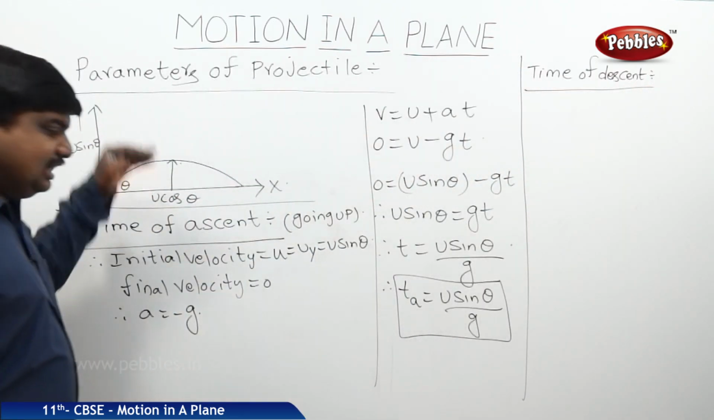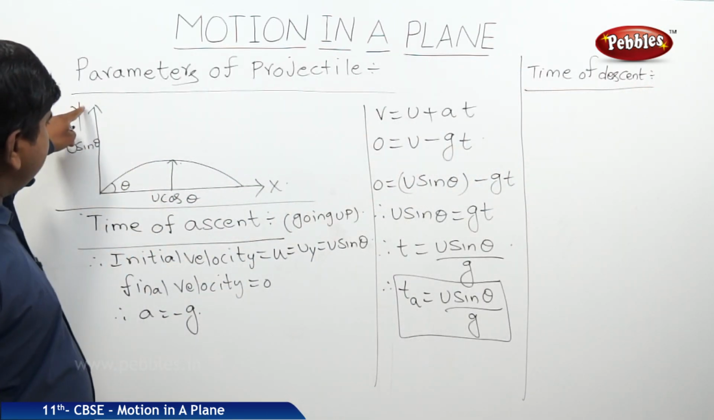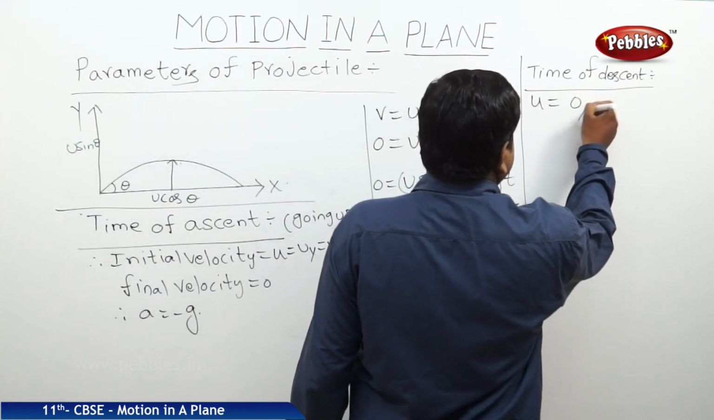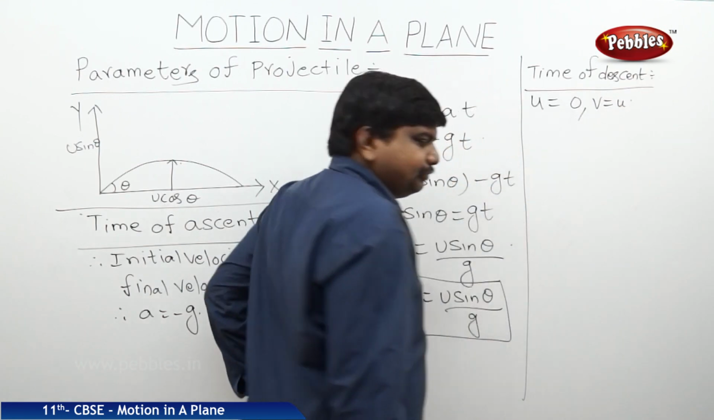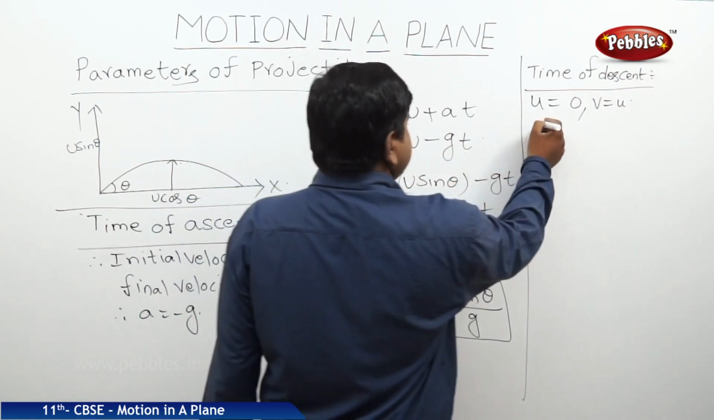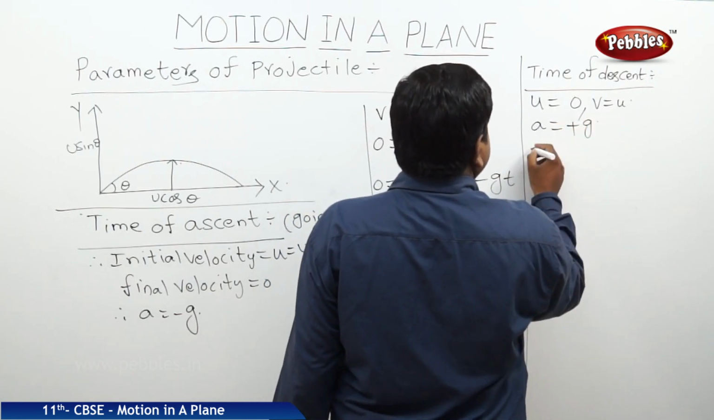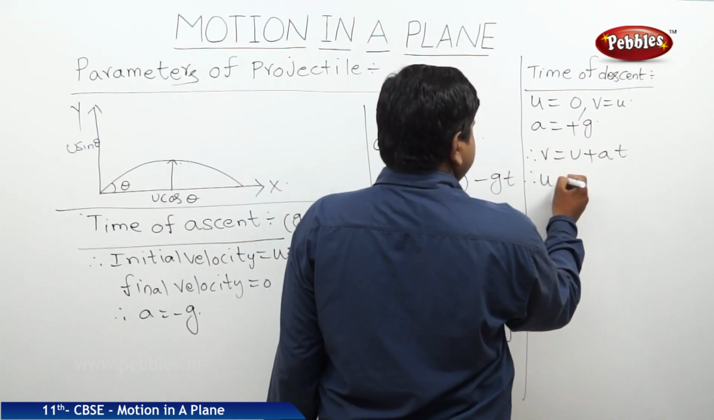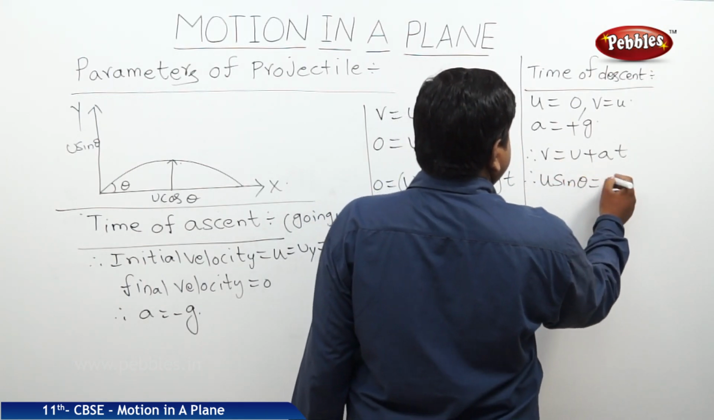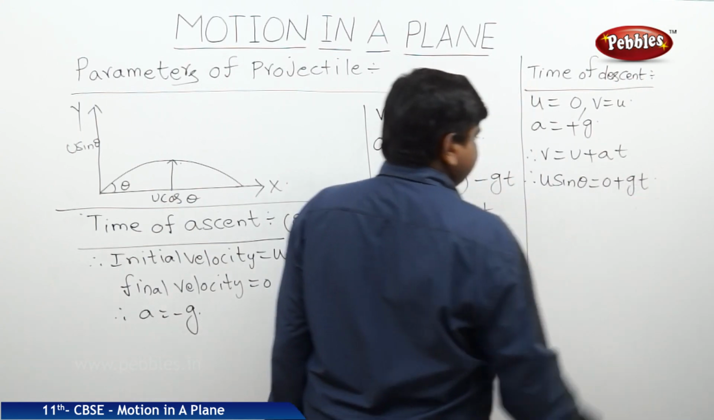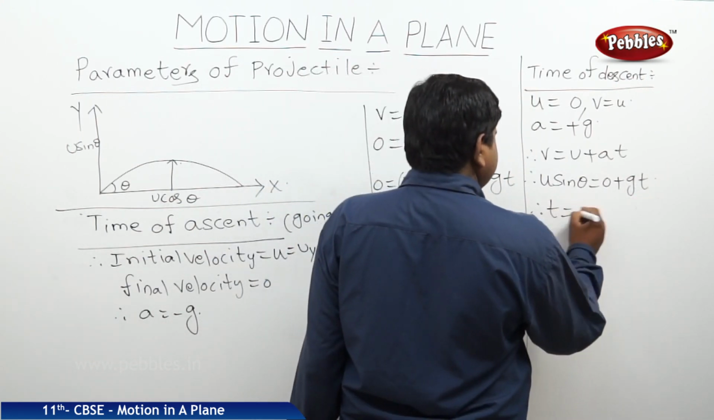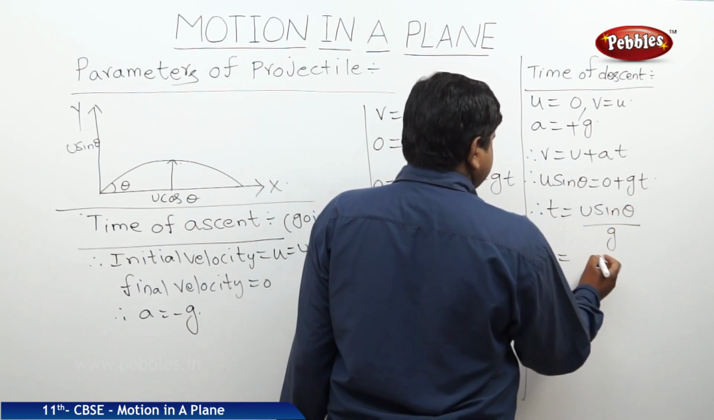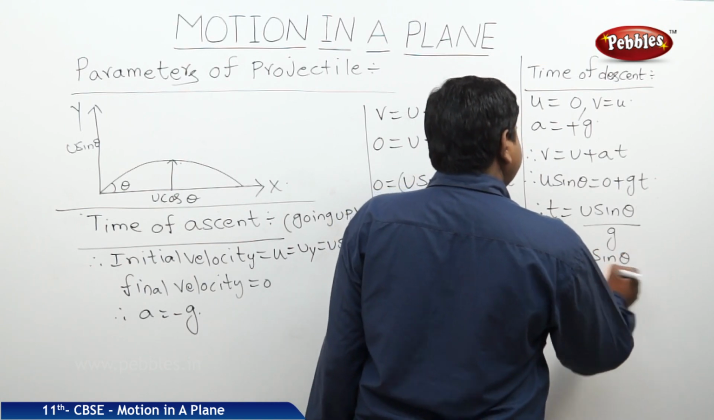While a body is coming down, so for a freely falling body, u is equal to 0, v is equal to u, a is equal to plus g. Therefore, again v is equal to u plus at. This will become u sine theta is equal to 0 plus gt. Therefore, t is equal to u sine theta by g. This is nothing but time of descending, u sine theta by g.